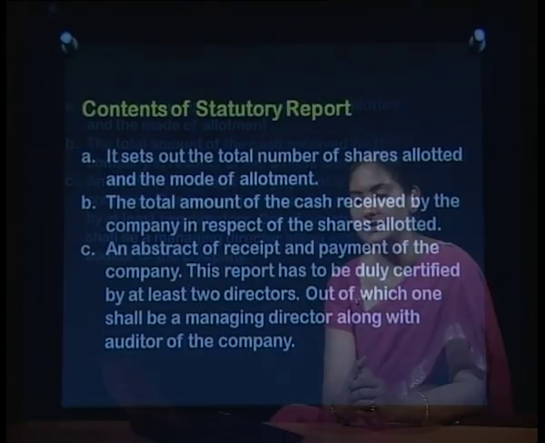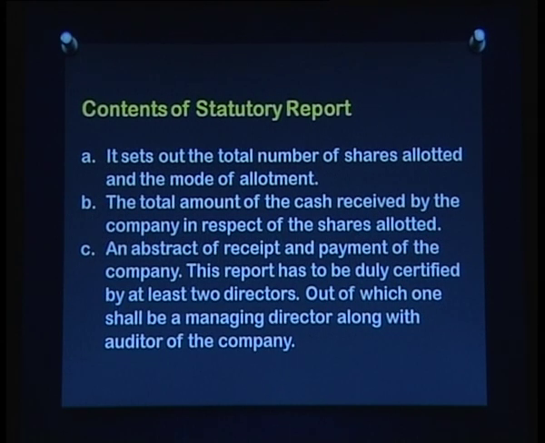The contents of this statutory report will be: it sets out the total number of shares allotted and the mode of allotment, the total amount of cash received by the company in respect of the shares allotted, an abstract of receipt and payment of the company. This report has to be duly certified by at least 2 directors, out of which one shall be a managing director, along with the auditor of the company.